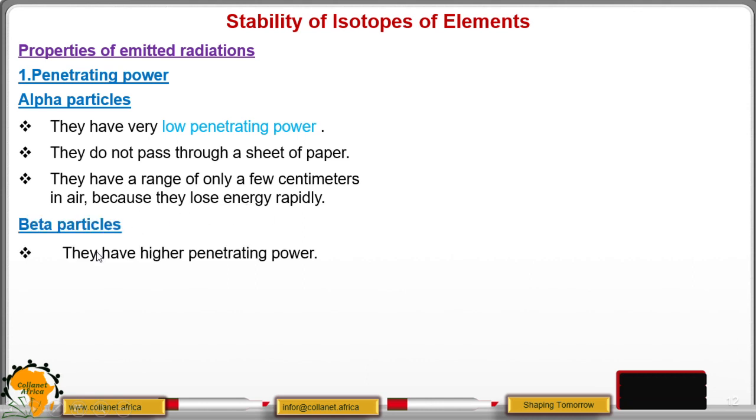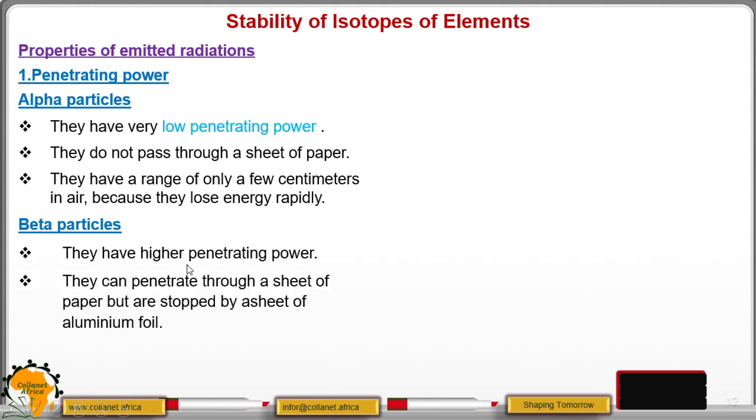Then we have beta particles. They have a higher penetrating power as we compare them with alpha particles. They can penetrate the sheet of paper, but they are stopped by a sheet of aluminium foil. So in other words, if you put a sheet of paper, they will pass. But if you put a sheet of aluminium foil, they can't pass. They are stopped.